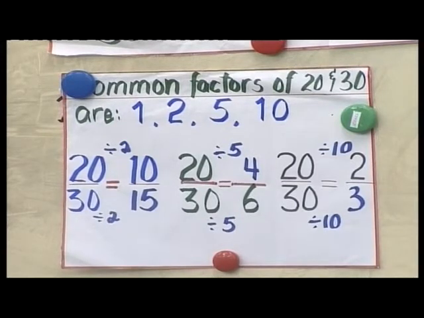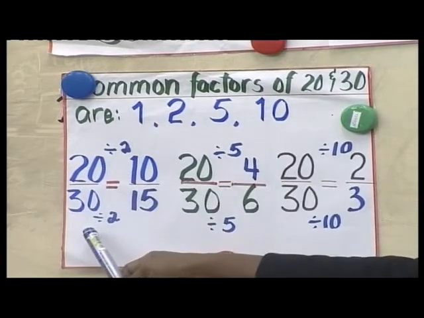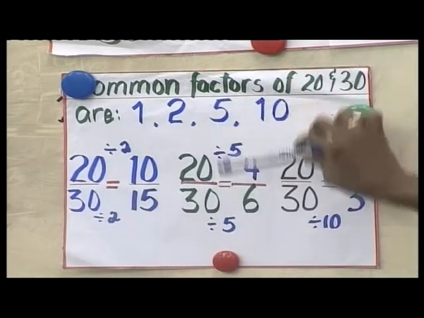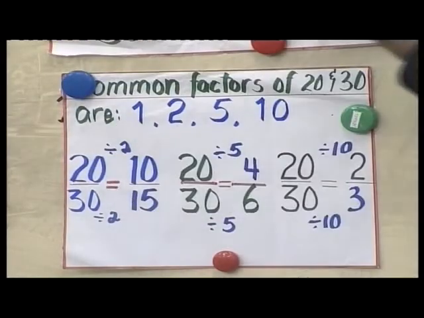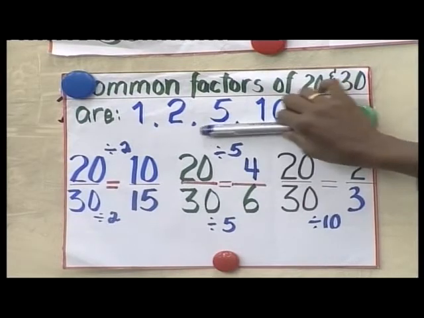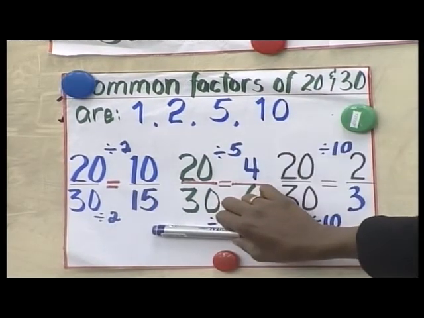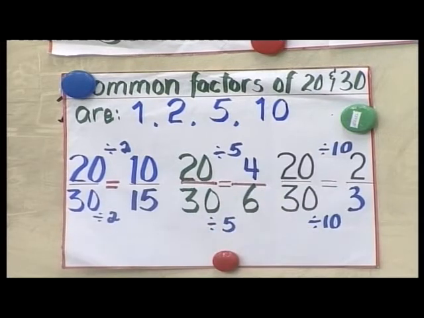So 6th and receiving students, if you come across bigger fractions like 20 over 30, you can use this method here to firstly find out your common factors, and then from the common factors you can work out the equivalent fractions to whatever fractions that you are asked to complete.